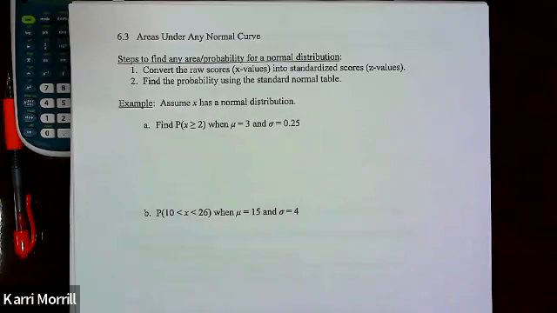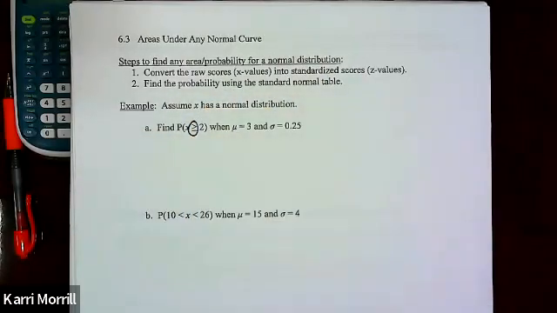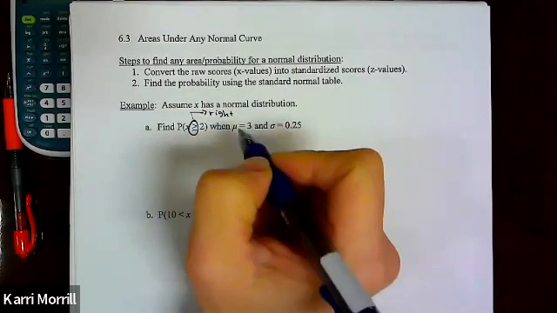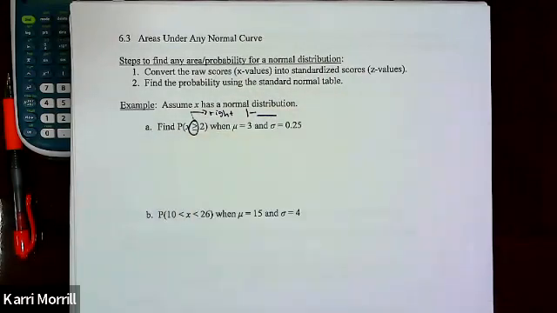We're going to find the probability of x being greater than 2 when the mean equals 3 and the standard deviation is 0.25. You have to remember, key things from 6.2 that we learned is that if we have a greater than symbol, this would be shaded to the right. So we're going to have to take 1 minus our value, but we have to go find the z-score now, which is the only new thing that we're doing in 6.3.